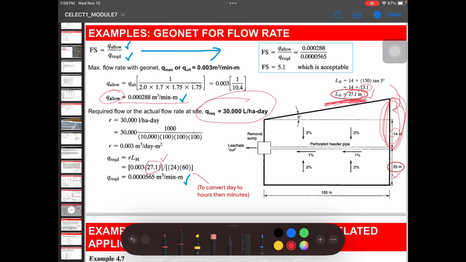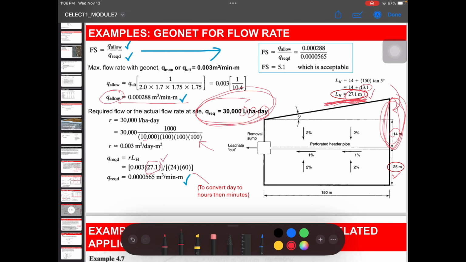So, ito yung given natin. I-convert natin ang mga units niya, di ba? Yung liter, i-convert natin. Yung hectares and day, i-convert. So, makikita n'yo dito yung conversion. So, meron tayong 10,000.